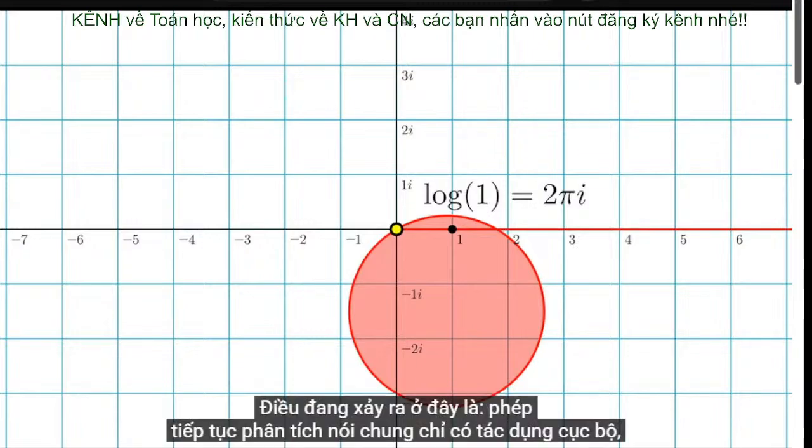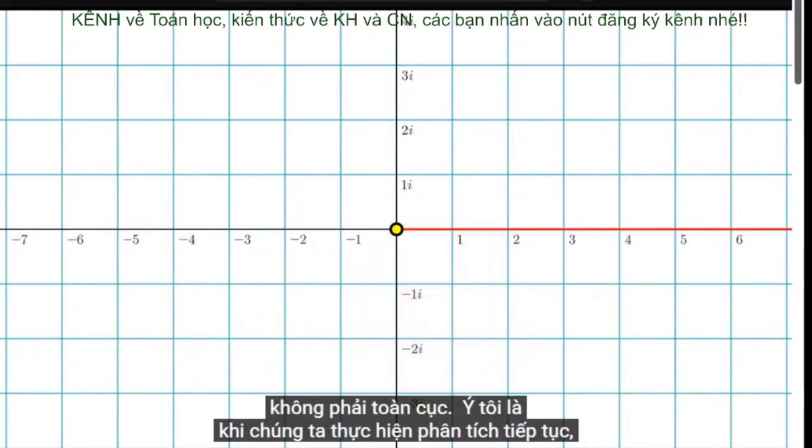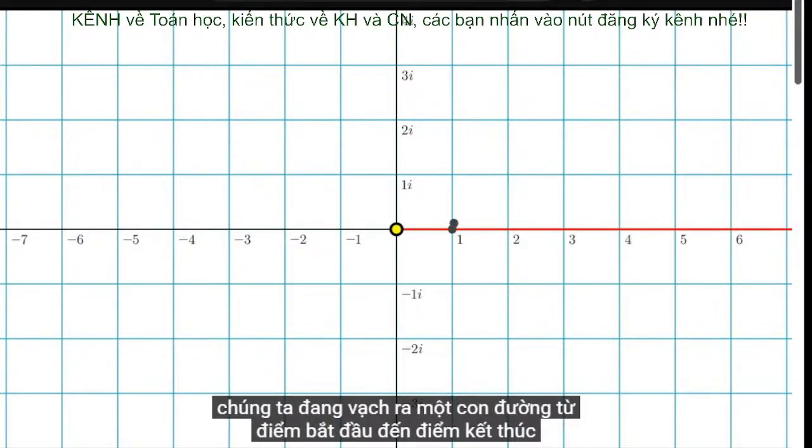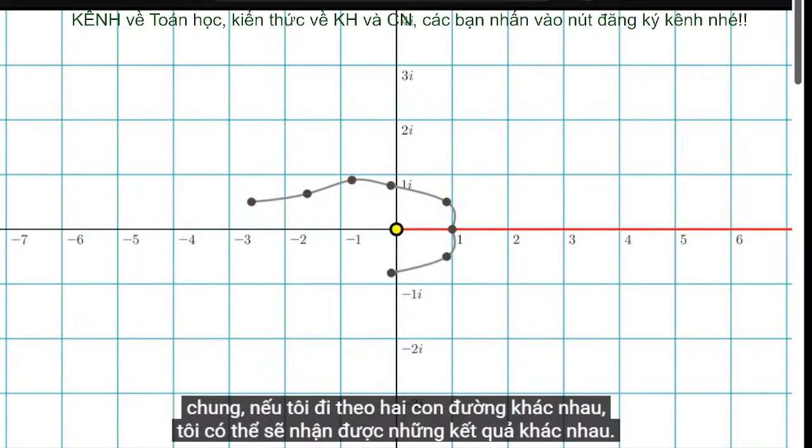What's happening here is this. Analytic continuation in general only works locally, not globally. What I mean by that is that when we do analytic continuation, we're plotting a path from our starting point to our ending point and defining our function in a meaningful and consistent way all along that path. However, in general, if I take two different paths, I may end up getting different outcomes.